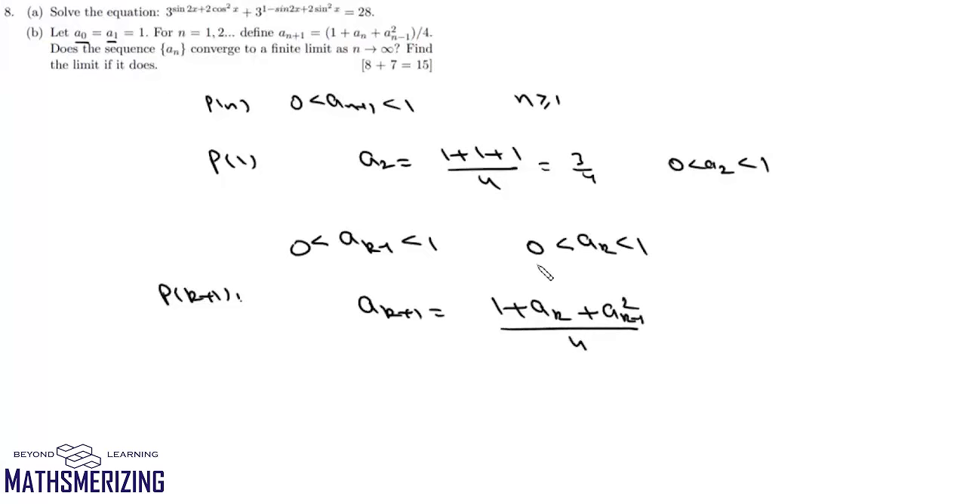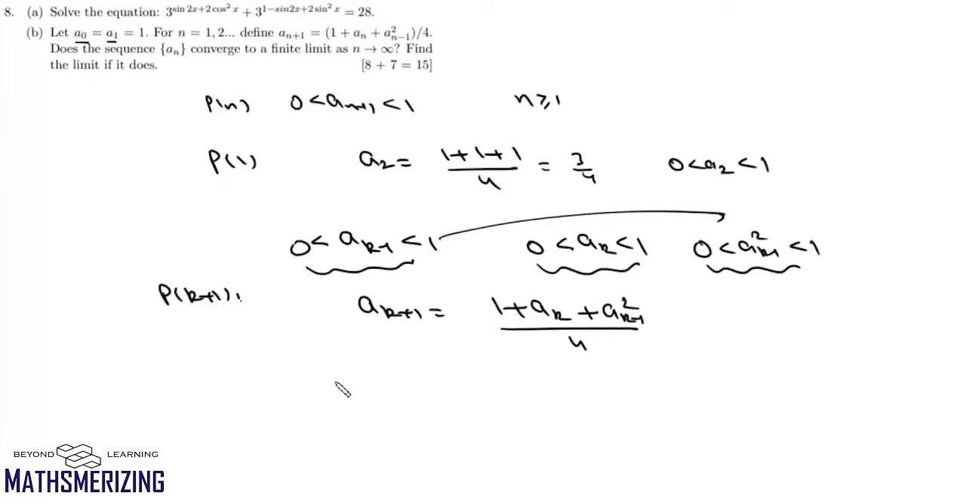Now we know that a_k lies between 0 and 1. a(k-1) also lies between 0 and 1. Now we'll square it. We'll write 0, and then a(k-1) square will also lie between 0 and 1. So we'll add them. We can write that a_k plus a(k-1) square will lie between 0 and 2. Now we'll add 1. We can write 1 is less than 1 plus a(k-1) square, and it is less than 3. Now we'll divide it by 4.